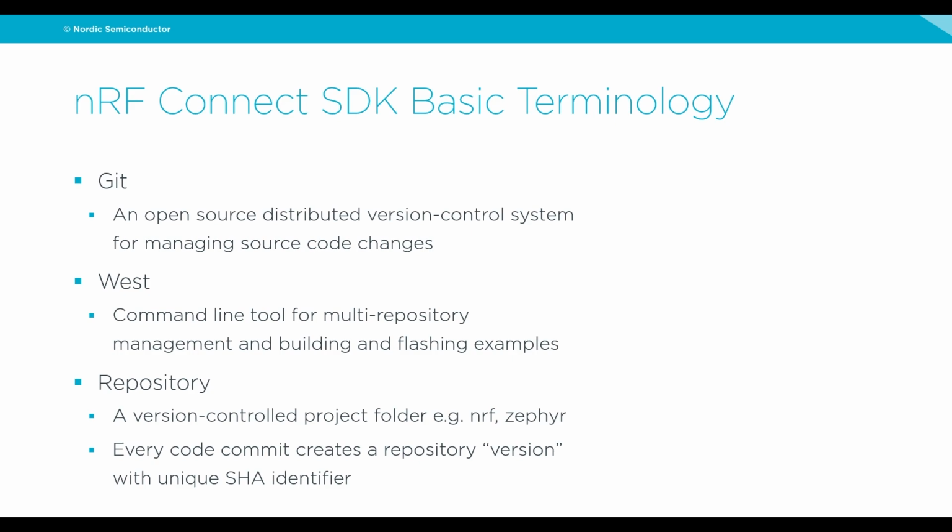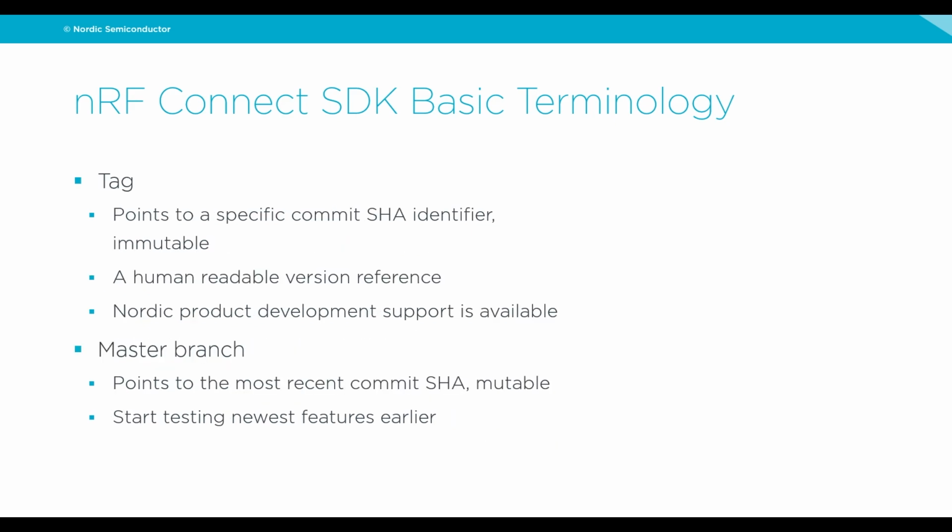Repository is essentially a version-controlled project folder, for example, nRF or Zephyr. And every code commit creates a repository version with a unique secure hash algorithm identifier. So that is very important. Tag essentially just points to a specific commit SHA identifier. It is immutable, so it doesn't change.